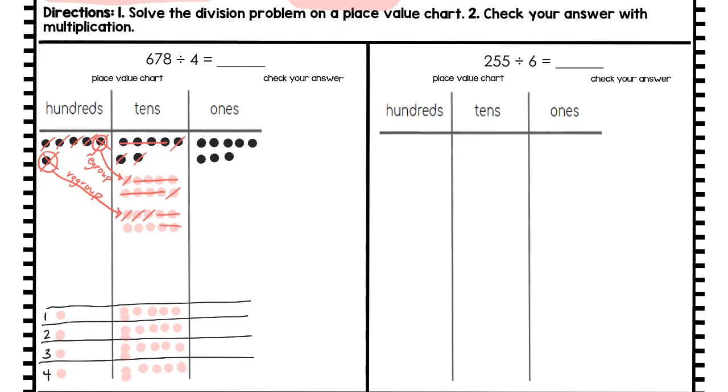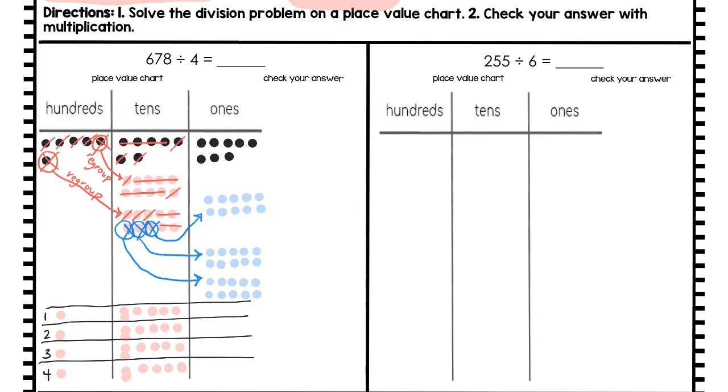And that leaves me with 3 tens remaining, which I cannot fit equally into 4 groups. So I must regroup. Each of my tens are going to be regrouped and made into 10 ones. 1, 2, 3, 4, 5, 6, 7, 8, 9, 10. Finished with that one. I've regrouped that 10, and that 10, and that 10.